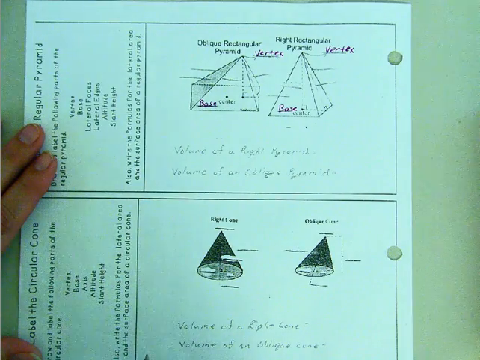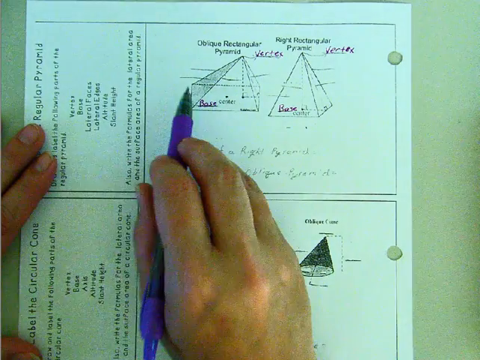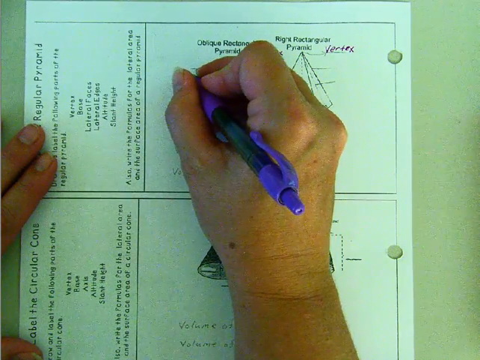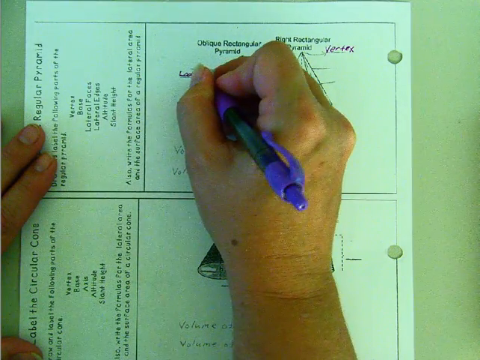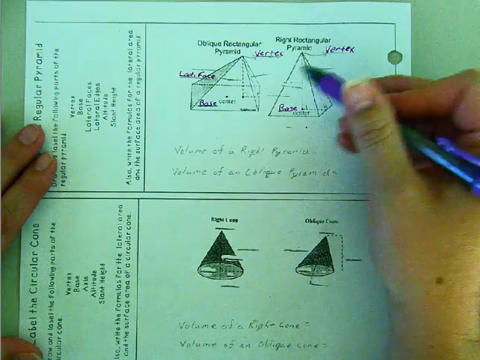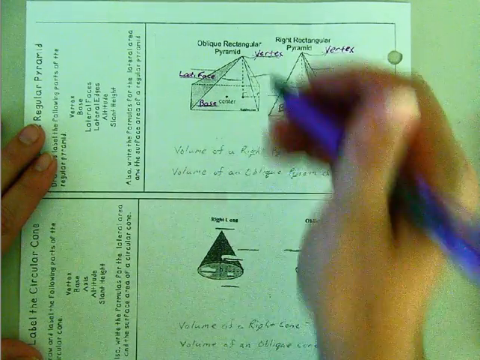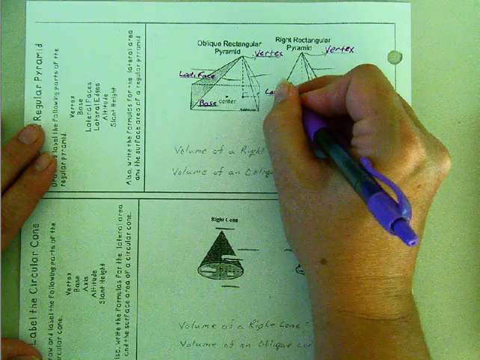Next one is our lateral faces. So our lateral faces are actually these flat surfaces here. So this is a lateral face. And then on this one, our lateral face is actually right here because it points to this whole face here. So lateral face.